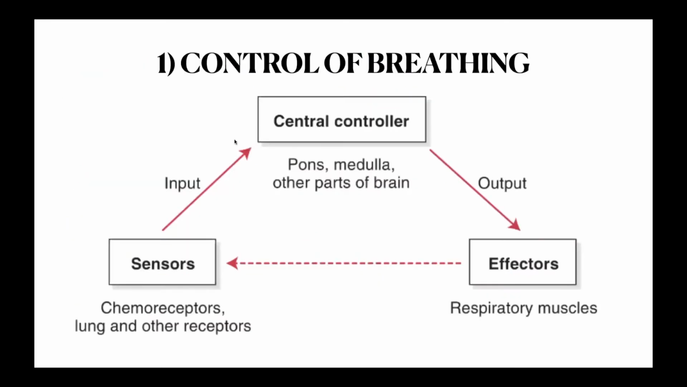This is a summary from West, which I think succinctly describes how the control of breathing works. So you've got the central controller, where its output affects the effectors, which are the respiratory muscles, and you've got the sensors, which provide input to the central controller.